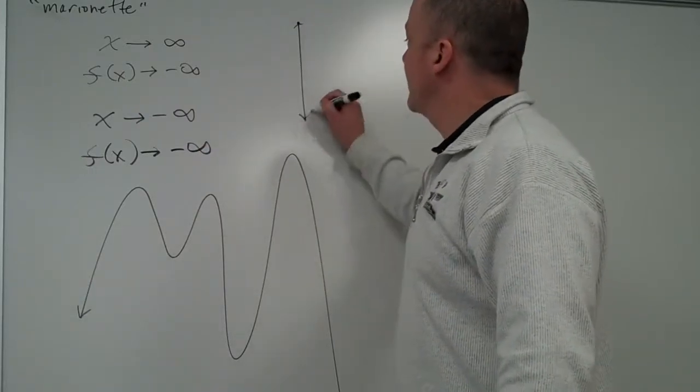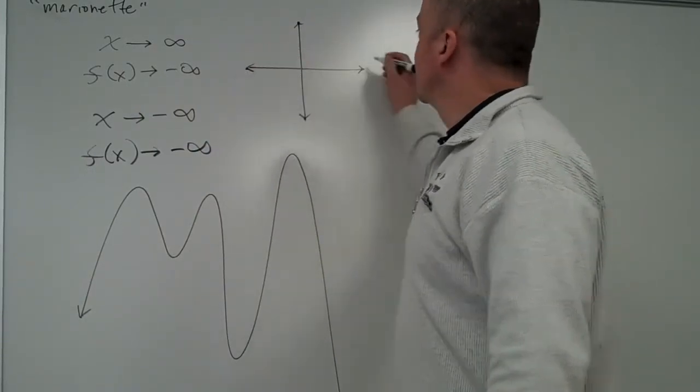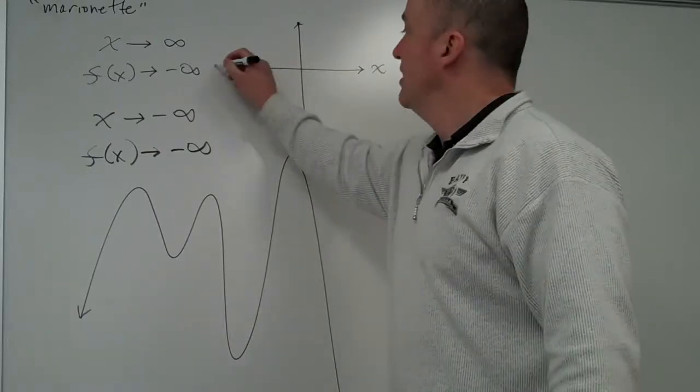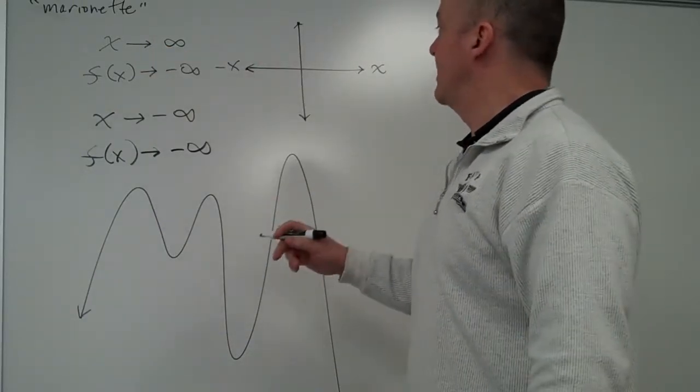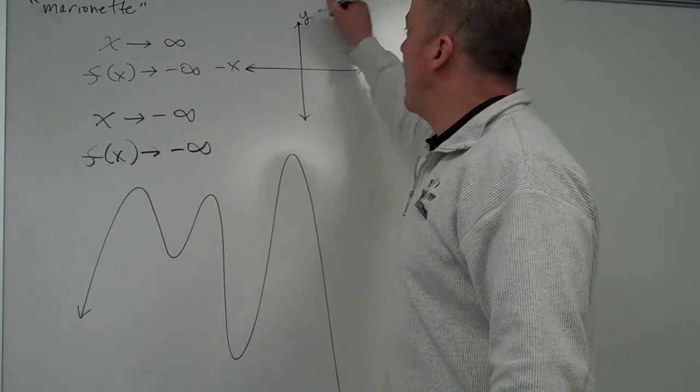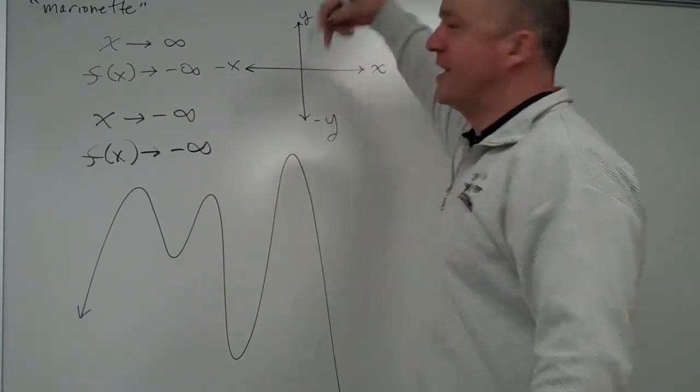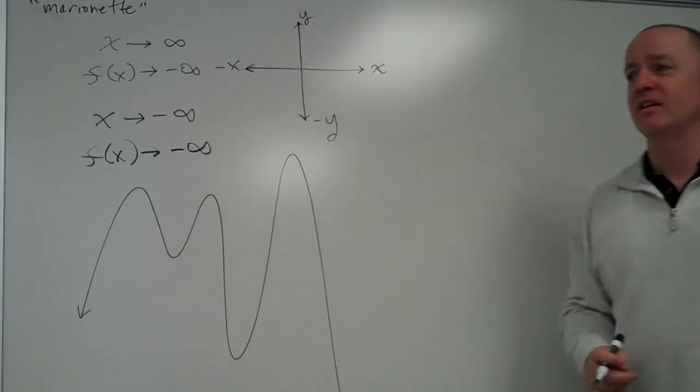We're looking at, this is positive x going out to infinity. This is negative x going out to negative infinity. This is positive y going up to infinity. This is negative y going down to negative infinity. Okay?